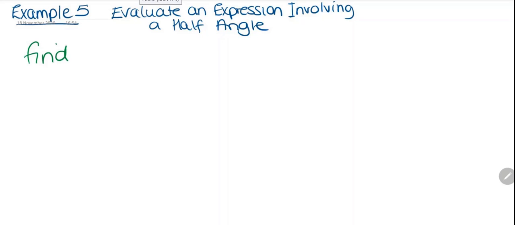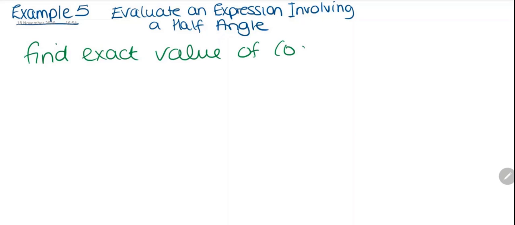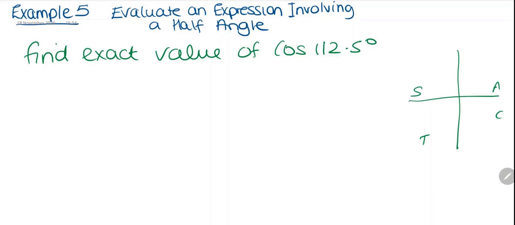Okay, so example 5, evaluate an expression involving a half angle, and we're asked to find the exact value of cosine 112.5 degrees. So in our quadrants, 112.5 degrees is going to be in quadrant 2. And in quadrant 2, only our sine value is positive. So it's going to be negative.